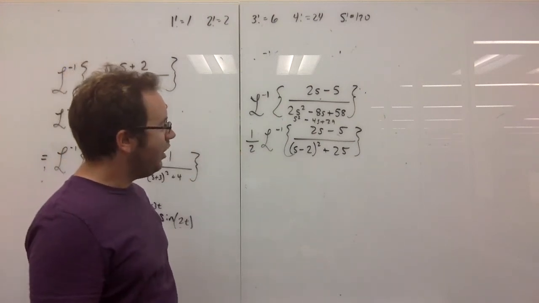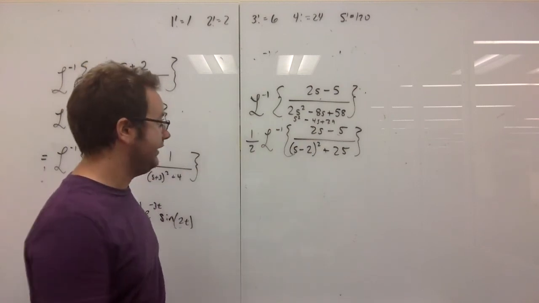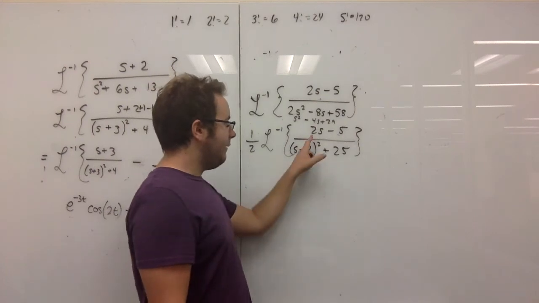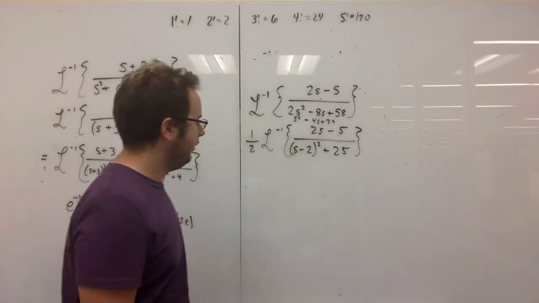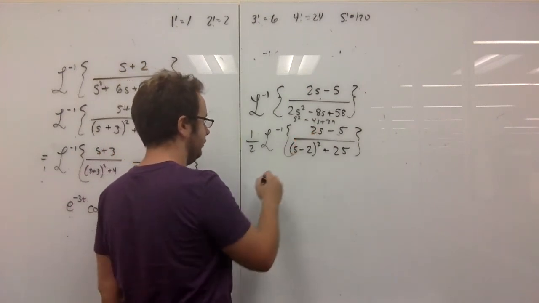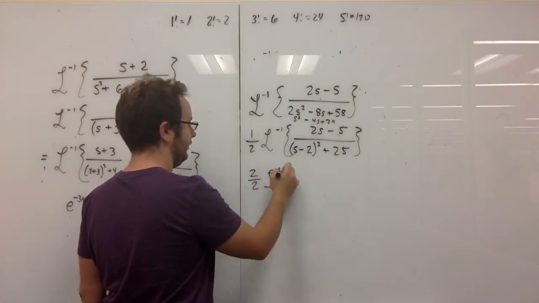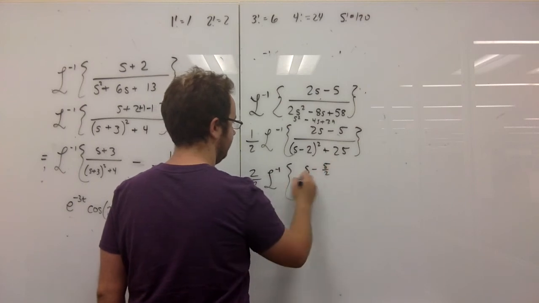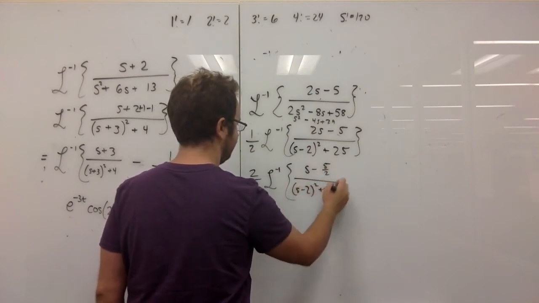Once again, the inside of this parentheses does not match this numerator, and we want that to happen. Realistically, it would never happen because this is a 2s and that's an s, and I can't add s's, just subtract s's. So I'm going to factor out a 2 from the numerator. I have 2 over 2, which is just 1, right? So let's write that. S minus 5 halves over s minus 2 squared plus 25.